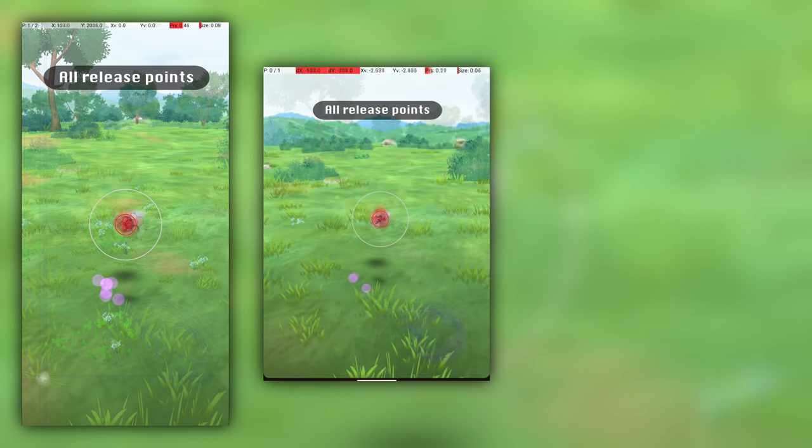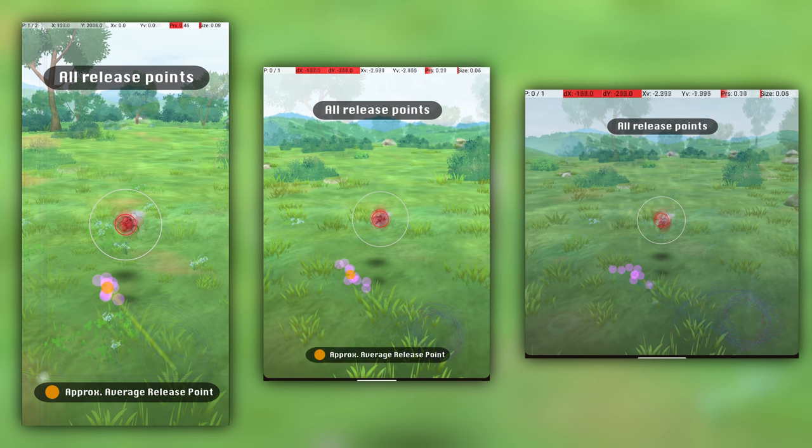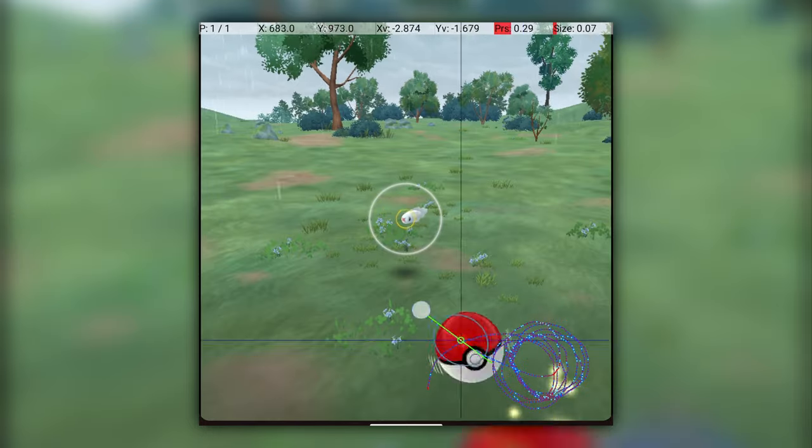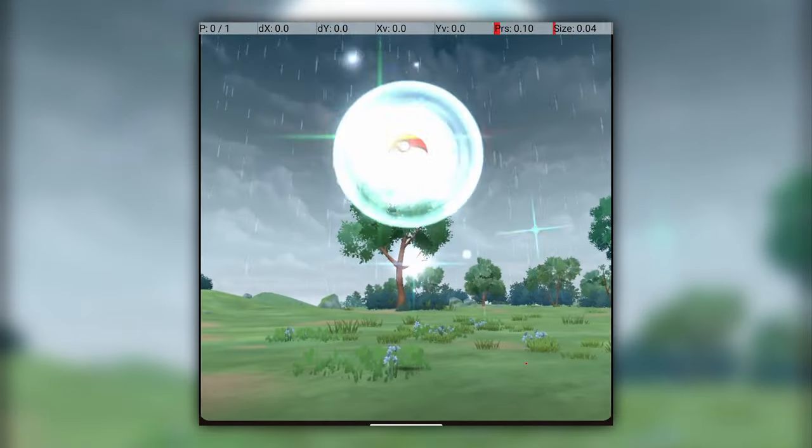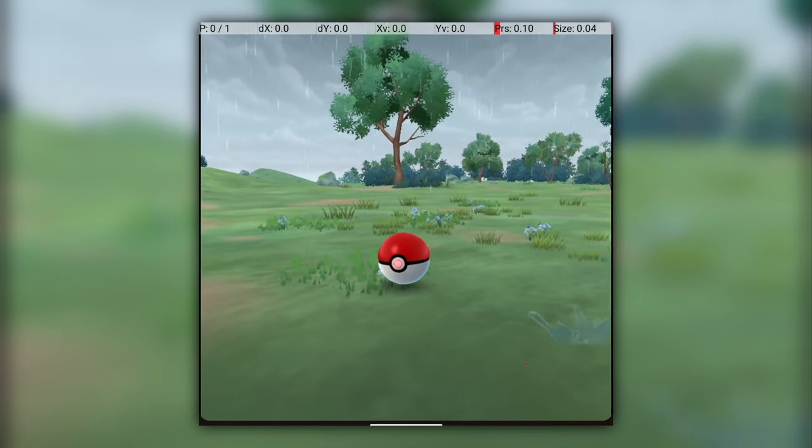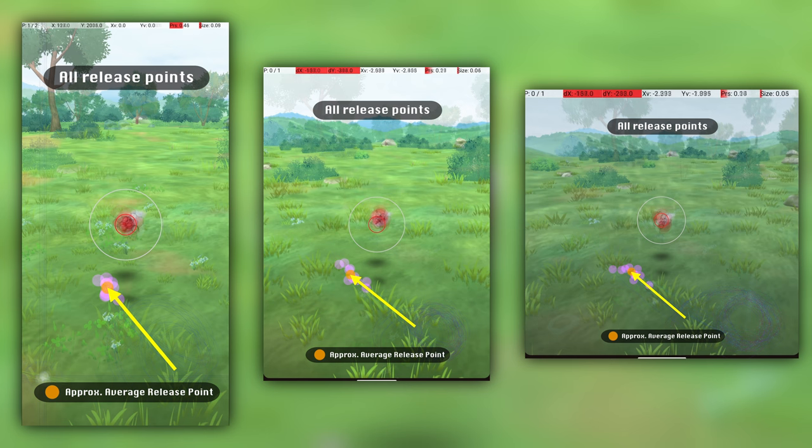Then, I plotted the release points for each of these 10 throws on a single image, like this. My experience was that I certainly had to relearn the excellent throw with each aspect ratio. It felt very different, indicating that throwing mechanics had been significantly altered in some way. We see that the throw looks different with each aspect ratio. The closer to square that the aspect ratio becomes, the more the ball has to be thrown to the left.